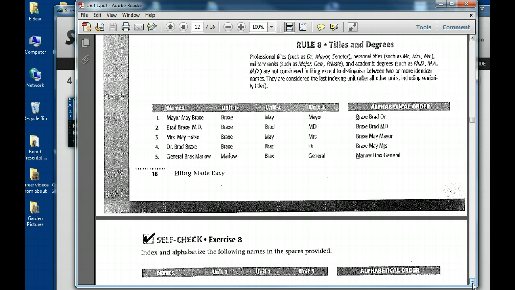When looking at numbers 2 and 4, we have the same name, Brax being the last name and Brad being the first name. However, in Unit 3 for number 2, we have MD, and in Unit 3 for number 4, we have Dr. We would use traditional rules of alphabetical order. Looking at Unit 3, D comes before M. Therefore, Brax, Brad, Dr. comes before Brax, Brad, MD. Complete self-check exercise number 8.